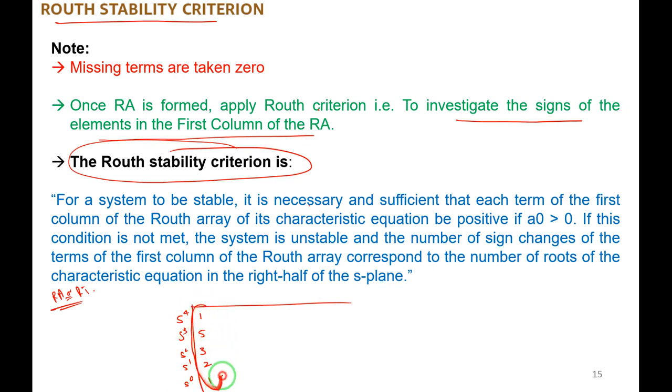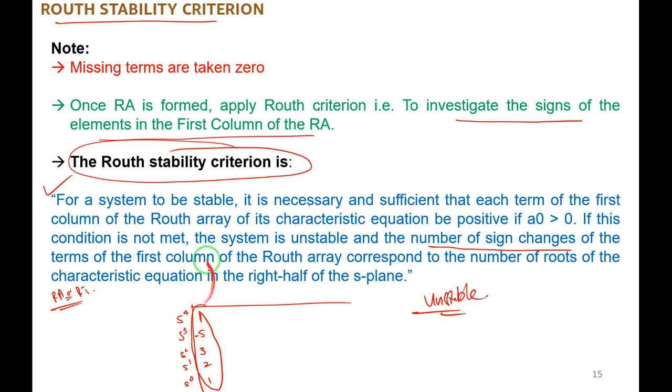Observe the first column elements of the Routh array. Here all are positive. If all are positive, then yes, the system is stable. But suppose this is minus 5, for example. Then one of the elements in the first column of the Routh array is negative. Here we have to observe the number of sign changes. If any of the elements is negative, then the system is unstable. It is very much clear. Read this sentence once again after going through this example, and you will understand. So if all the elements in the first column of the Routh array are positive, then the system is stable. But if any element is negative, like minus 5, for example, then the given system is unstable.